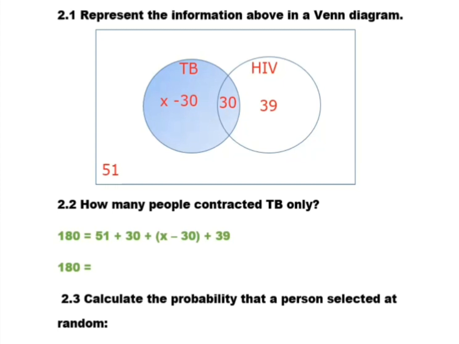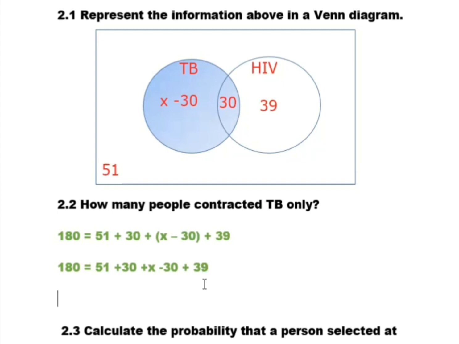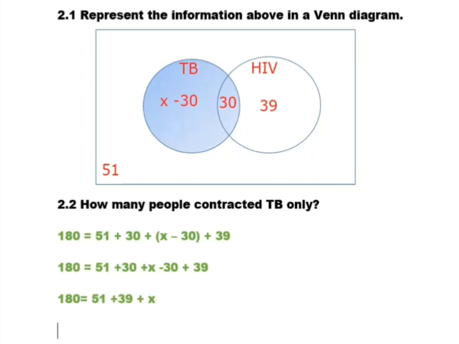So if you add all of these numbers together, if you remove the brackets, you're going to be left with 51 plus 30 plus X minus 30 plus 39. So we have plus 30 minus 30. Both of them cancel out each other. So you're going to be left with 51 plus 39. 51 plus 39 is equal to 90, right?